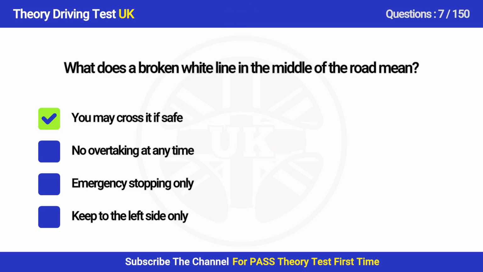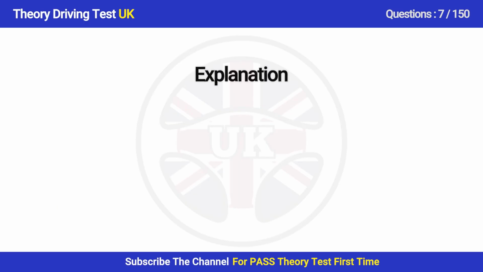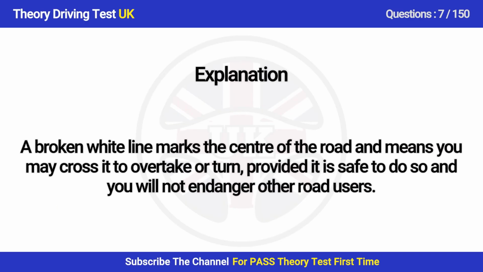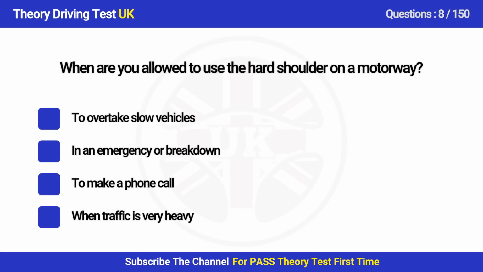Answer is A. You may cross it if safe. A broken white line marks the center of the road and means you may cross it to overtake or turn, provided it is safe to do so and you will not endanger other road users. Question 8. When are you allowed to use the hard shoulder on a motorway? A. To overtake slow vehicles. B. In an emergency or breakdown. C. To make a phone call. D. When traffic is very heavy.